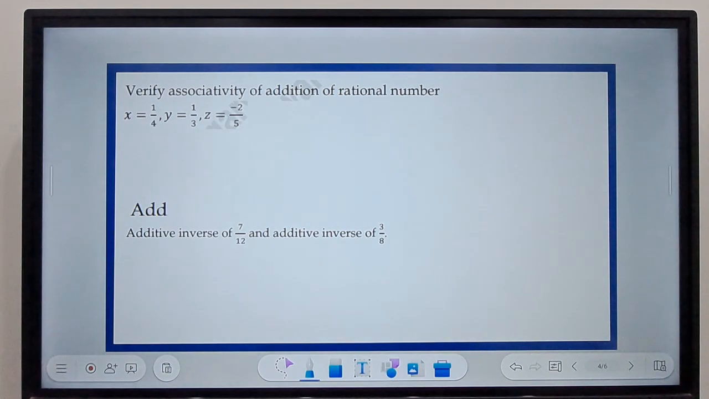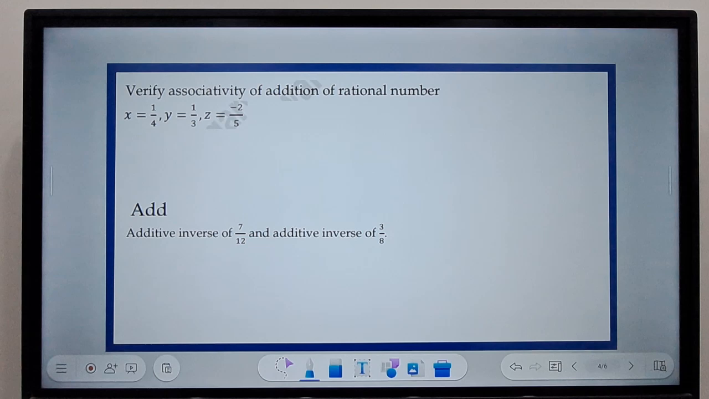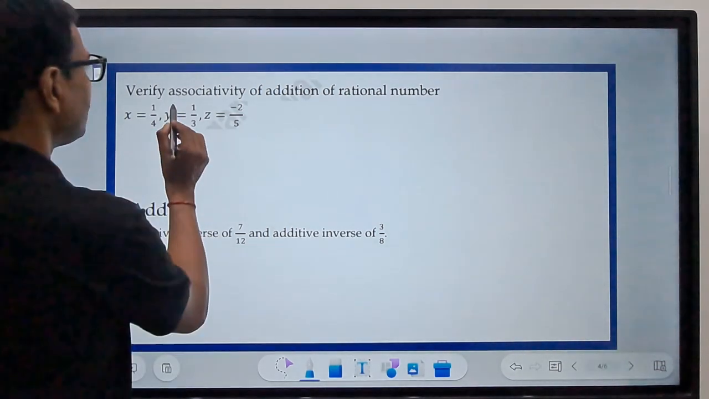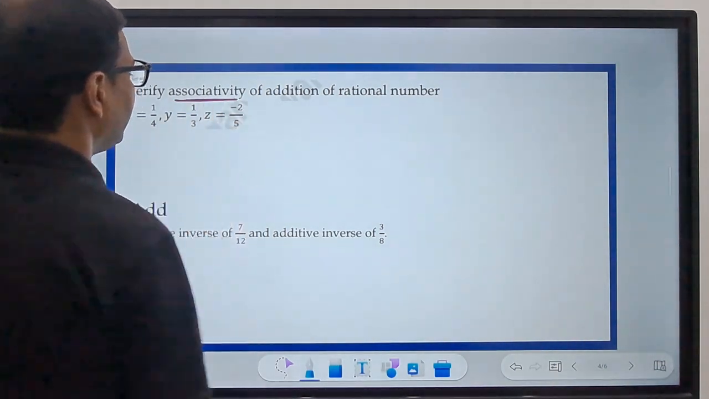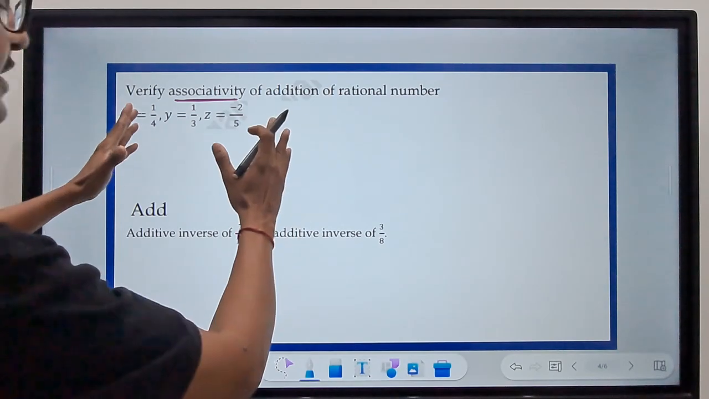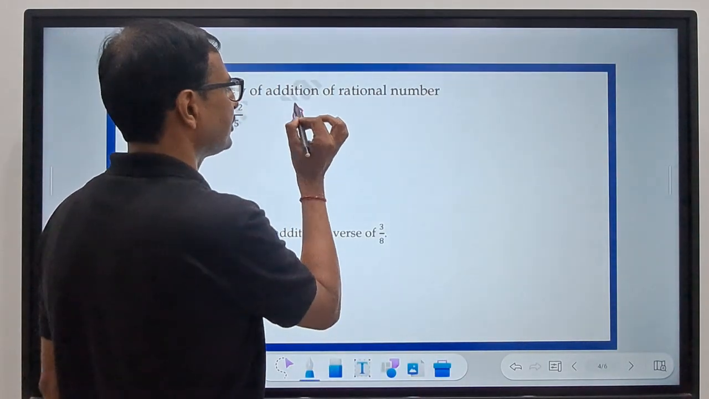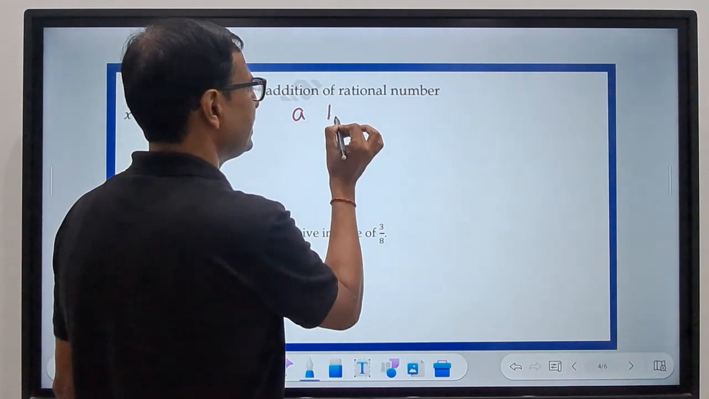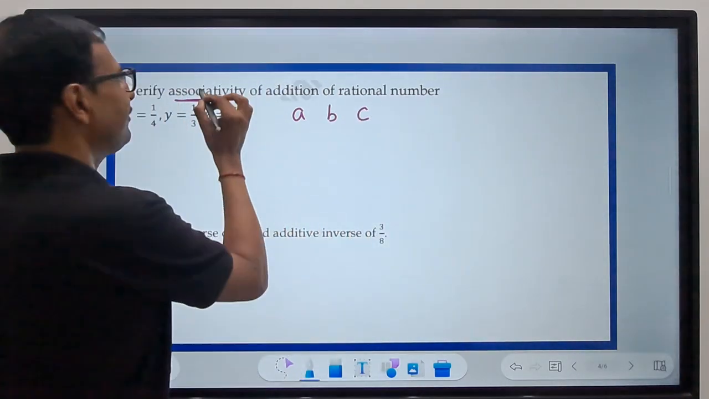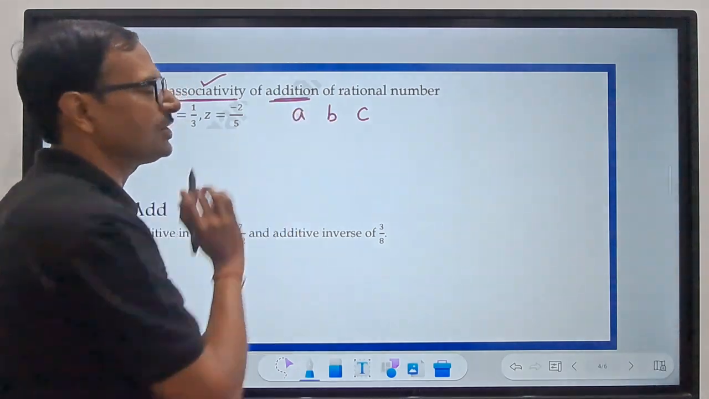Let's see what we have in our next question. Here you can see the property now changes, and now the question is asking us to verify associativity of addition of rational numbers. So what is associativity? Now I'll do one part of this and I'll leave the second part for you. Associativity is for three numbers, say A, B and C. Now we have to verify associativity for addition, right?